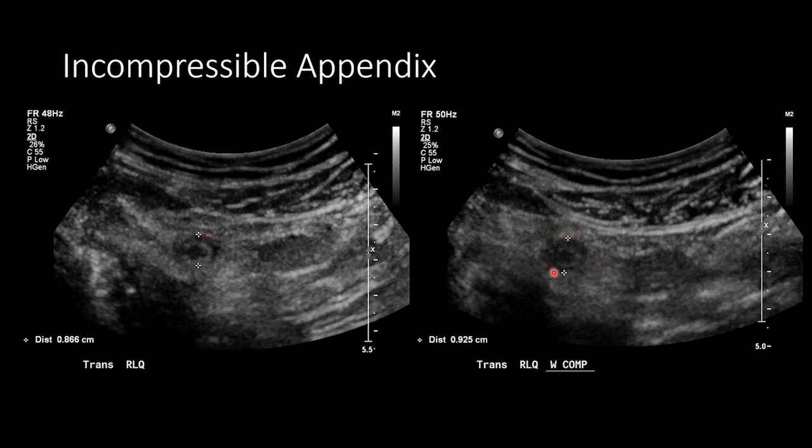And here they press down even harder to see if they can get that appendix, which measured greater than 8 millimeters, to collapse with pressure. And in this case, there is no significant change in the diameter of the appendix when it is compressed versus non-compressed. Also note, we can see a lot of echogenic fat surrounding the appendix, another sign that there is acute inflammation.